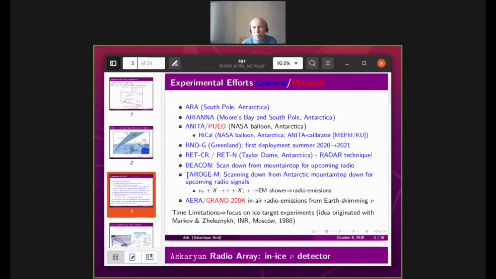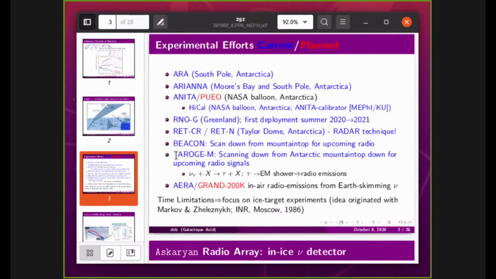BEACON and TAROGE-M are experiments which actually scan down from a mountaintop, looking for radio signals that are produced, for instance, from a tau neutrino, from a tau shower, or a tau lepton decay, which is produced by a tau neutrino. There's a prototype in California for BEACON, and there's a prototype in Antarctica for TAROGE. I just mention them here for completeness, as well as the ERA and GRAND 200K experiment.